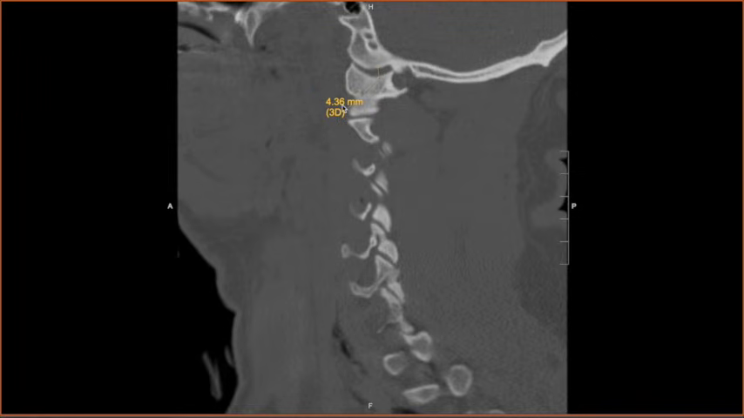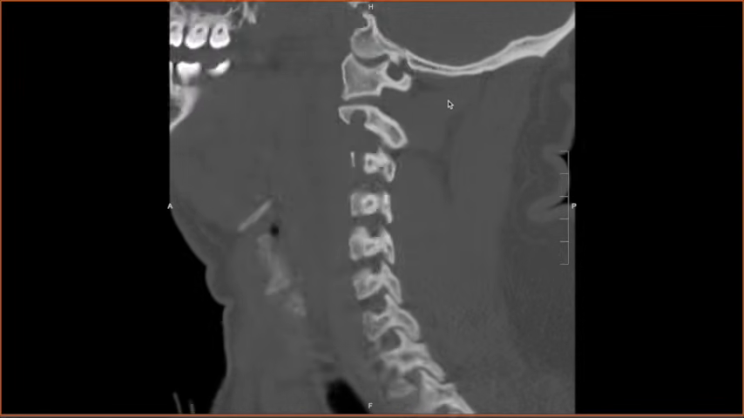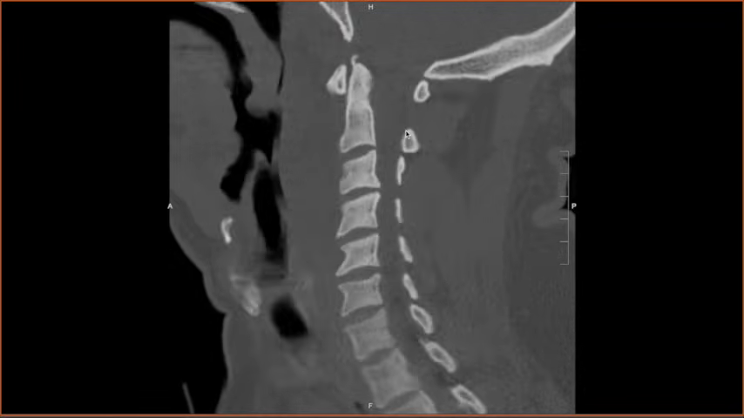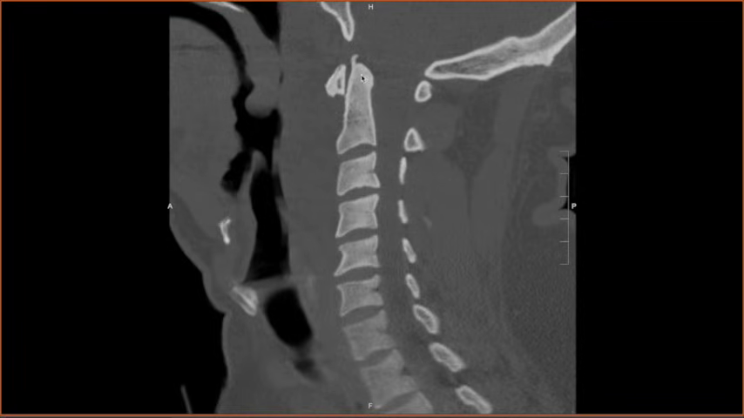It's over 4 millimeters, which is said as diagnostic of craniocervical dissociation. On the other side, we also have widening. It's also greater than 4 millimeters. Let's look at the other signs. Next, we want to look at the BDI, or basion-dens interval. If we measure that, it's sensitive. It's above 10 millimeters, which is too big.